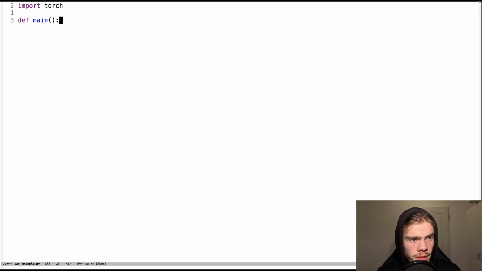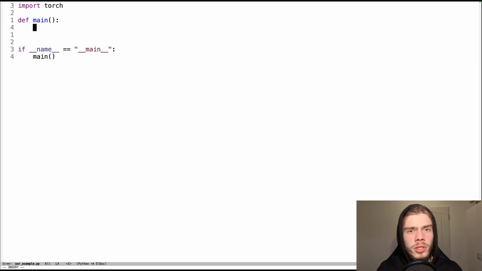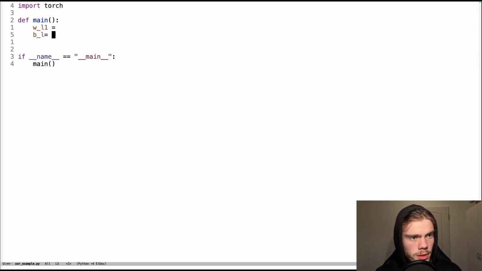And for this entire thing we only need one function, that is the main function, and if we call this script as our main script, then we want to execute the main function. And inside the main function, we now want to define our two layers. So we start by saying the weights of layer 1 is equal to something, the bias of layer 1 is equal to something, and we also need the weights for layer 2 and the bias for layer 2.